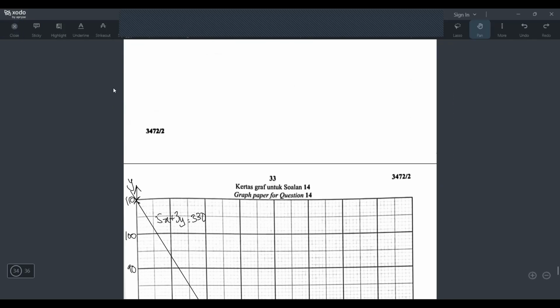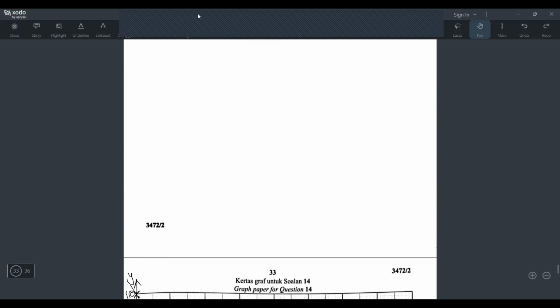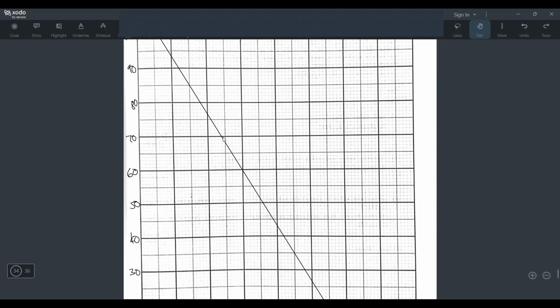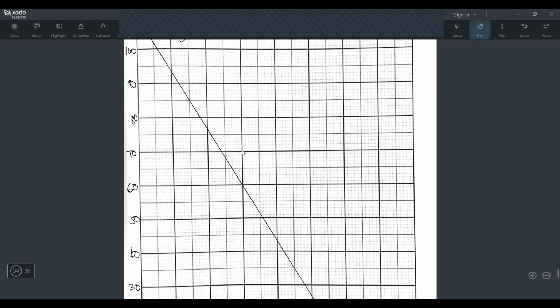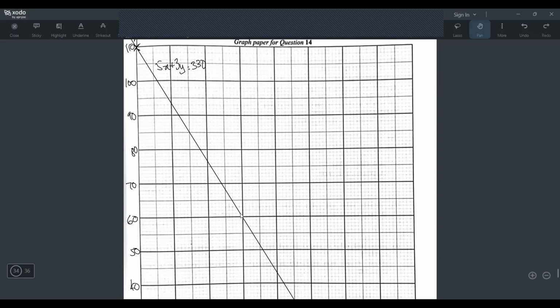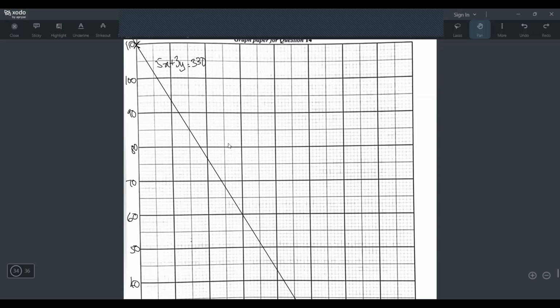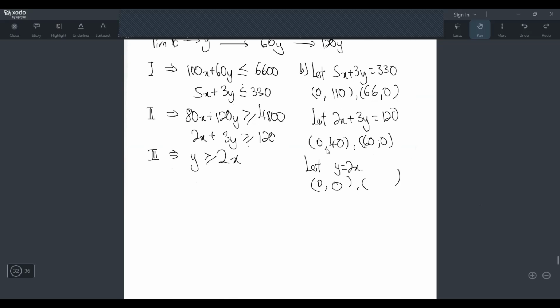But of course, I know some students maybe change this point to another point. Can also, up to you, right? You can maybe replace it with, for example, 30. Because if you replace it with 30, you will get 60. And the point is here, which is also referring to the same point, same line. When you join, it will be the same line. So it's no problem.